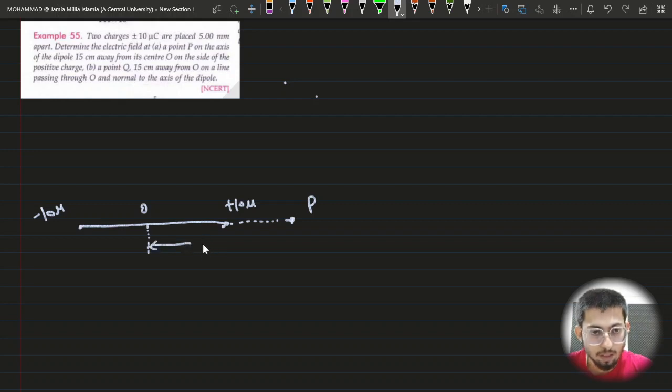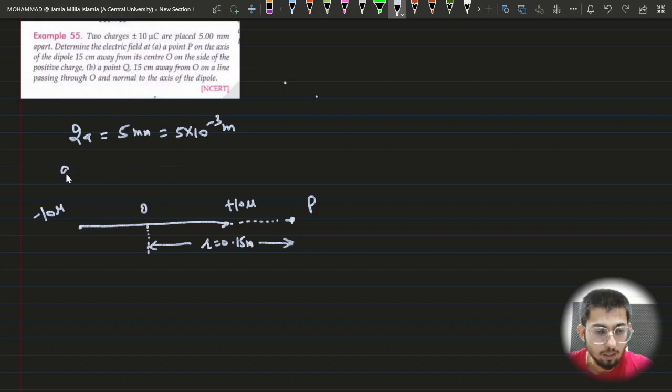That means he's given us r, right? r is 0.15 meters. And 5 millimeter is the 2a value, which is 5 into 10 to the power minus 3 meters. And q, either charge, is 10 into 10 to the power minus 6 coulomb in magnitude, right? Now let us apply the formula. For the first part, we are given a point P on the axis of the dipole.